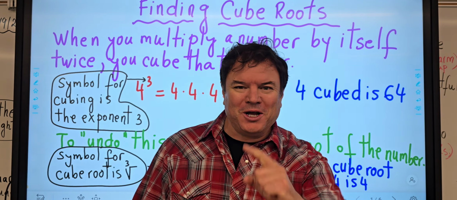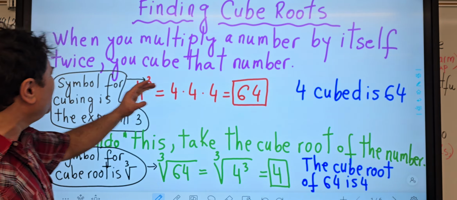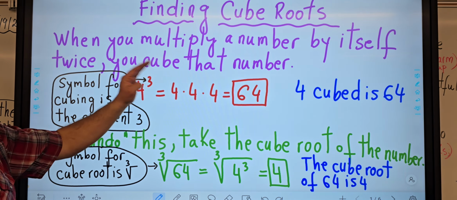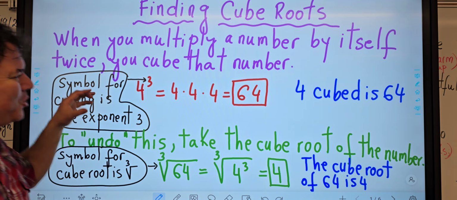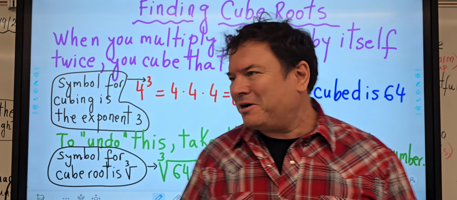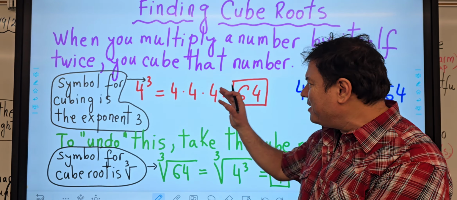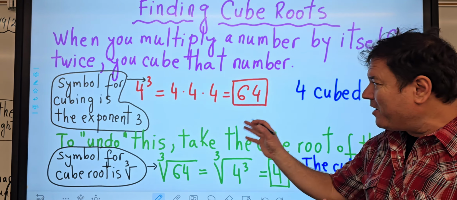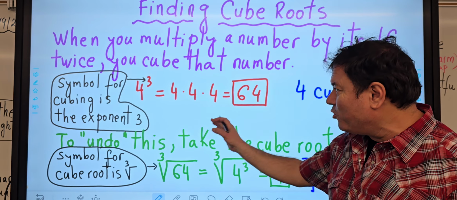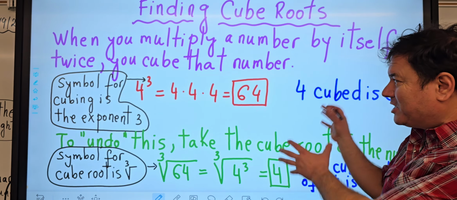Dobrescu, to the rescue. Today we are going to find cube roots. When you multiply a number by itself twice, you cube that number. Let's take a look at this number here, number 4. So if you multiply 4 twice, 4 times 4 and then times 4, you get 64.